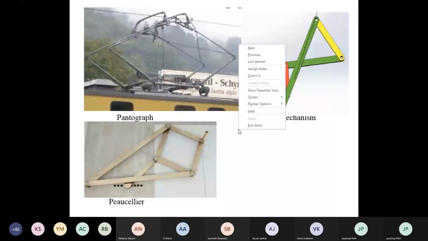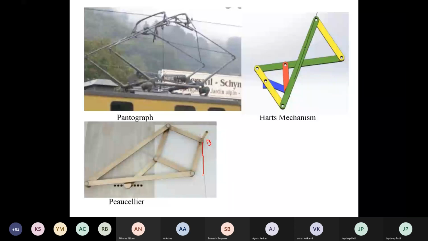Here your B point traces a straight line, an exact straight line.